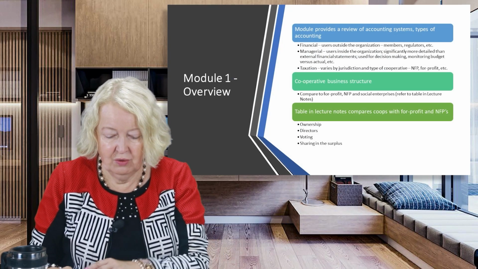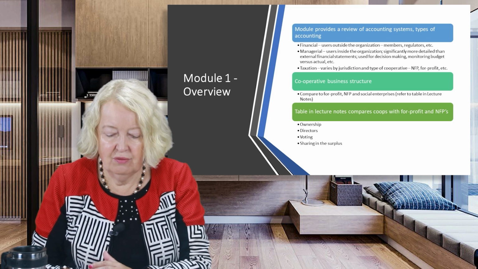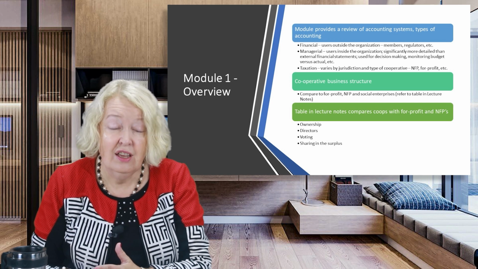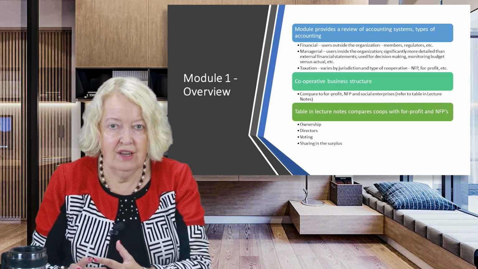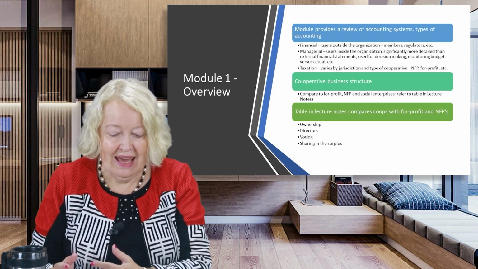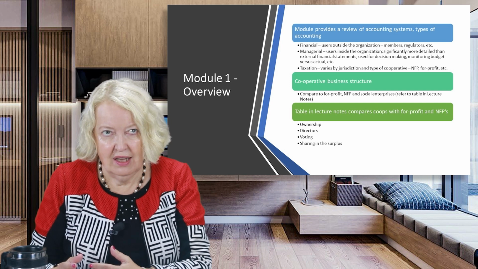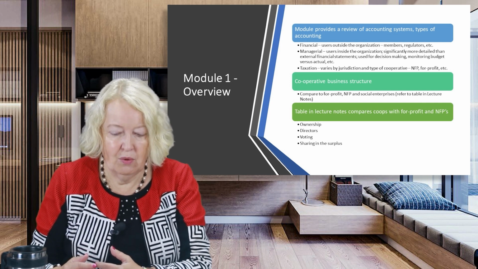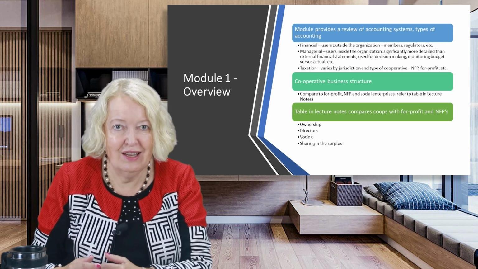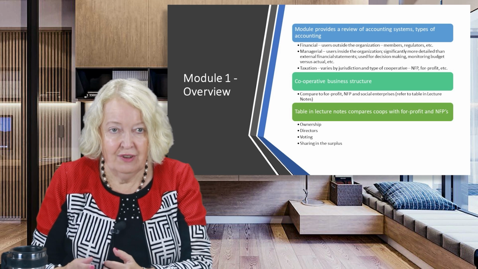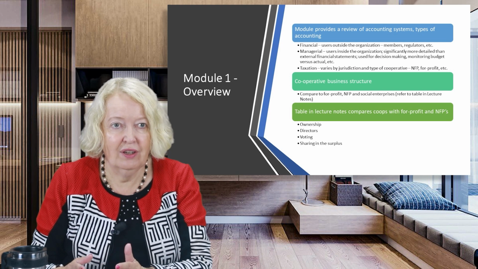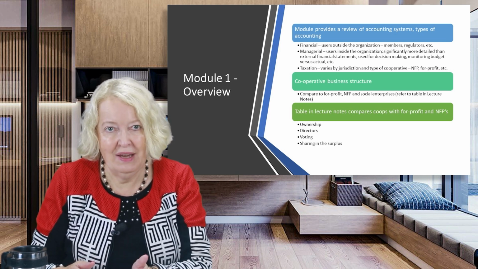So for Module 1, the module provides a review of the accounting systems and the types of accounting. There are three basic types of accounting. Financial accounting, which are your year-end financial statements, prepared more for the external user, and in the case of cooperatives, for members, and for regulators in situations where there are regulators for credit unions. So there's the financial, and that's prepared after the fact, after the year is over. It's a historical picture of the company's performance in the past fiscal year.